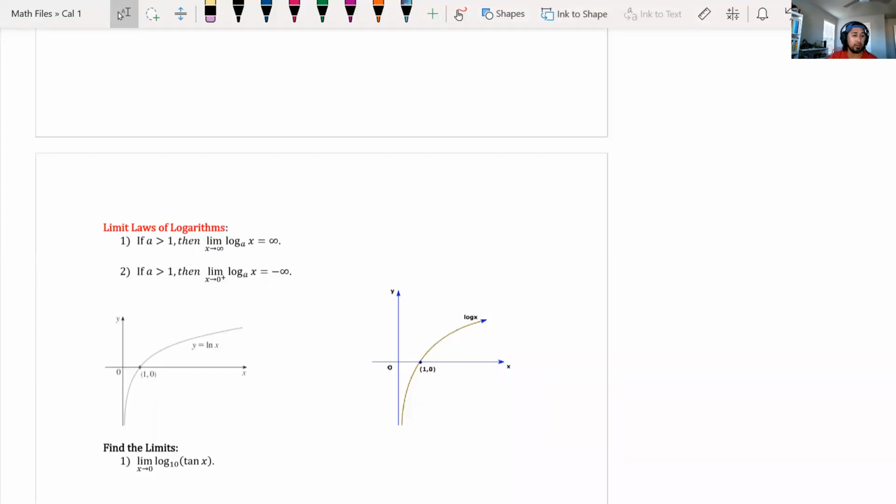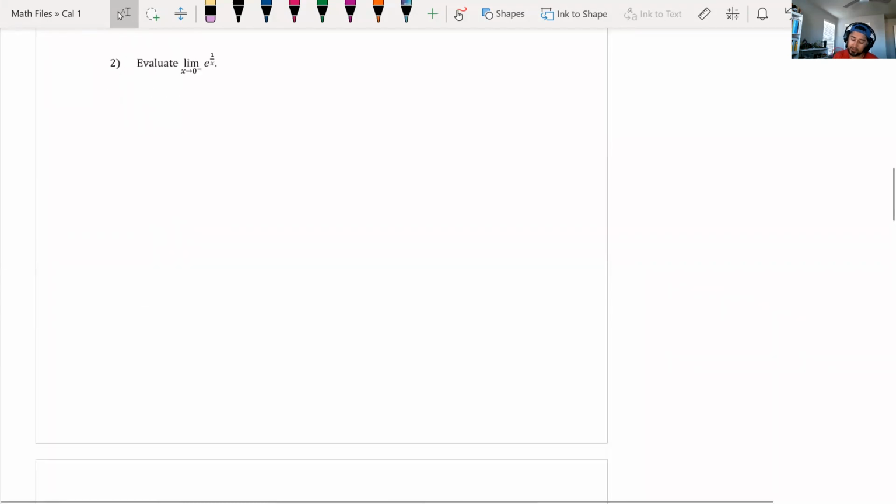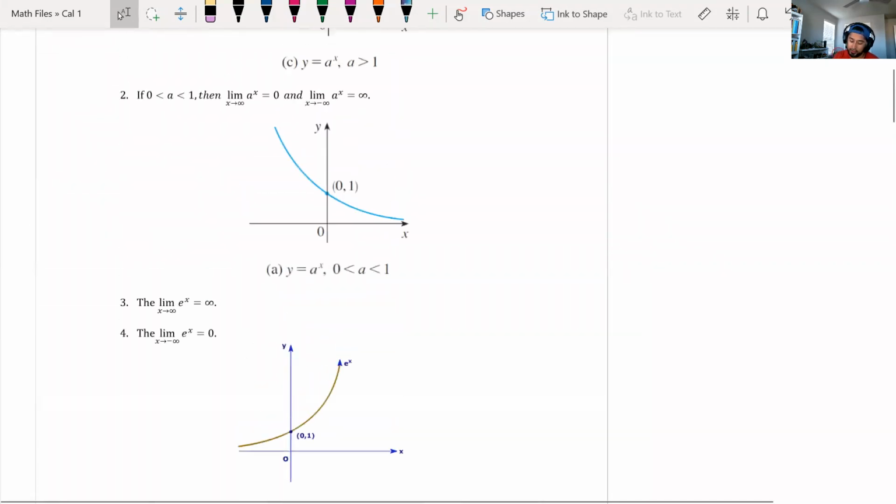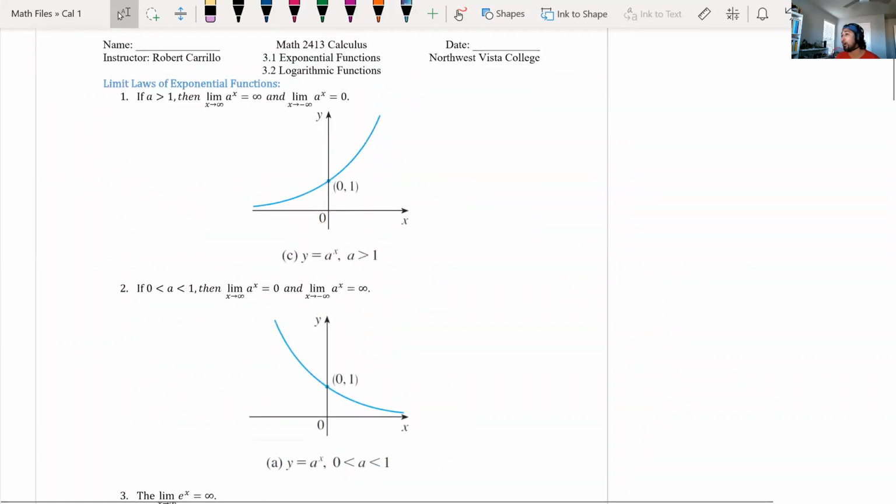Oh yeah, I guess I should upload the notes I'm going over. Let's see. 3.1, 3.2. There it is. There's the notes for you to follow along. Okay, today's about the limits of exponential functions and logarithms. So we do 3.1 and 3.2 all in one go.